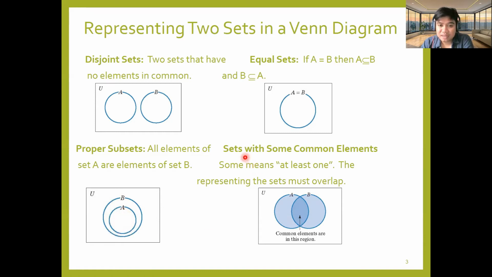And we also have here sets with common elements. So some means at least one. The representations of the sets must overlap. So there must be at least one element na parehas yung set A and set B. So in that case, ganito ang magiging itsura ng ating Venn diagram. And always remember na yung nasa gitna, itong gitnang part na to, nandito yung elements na parehas silang dalawa.